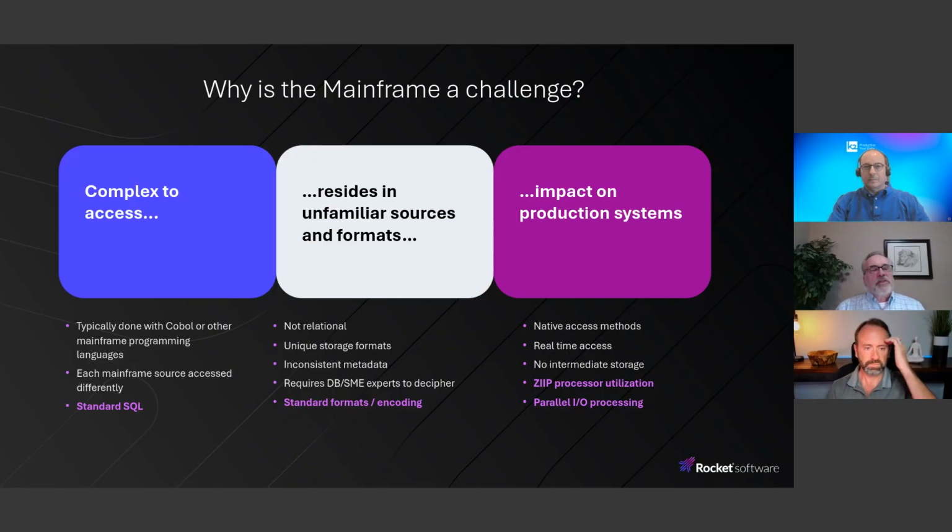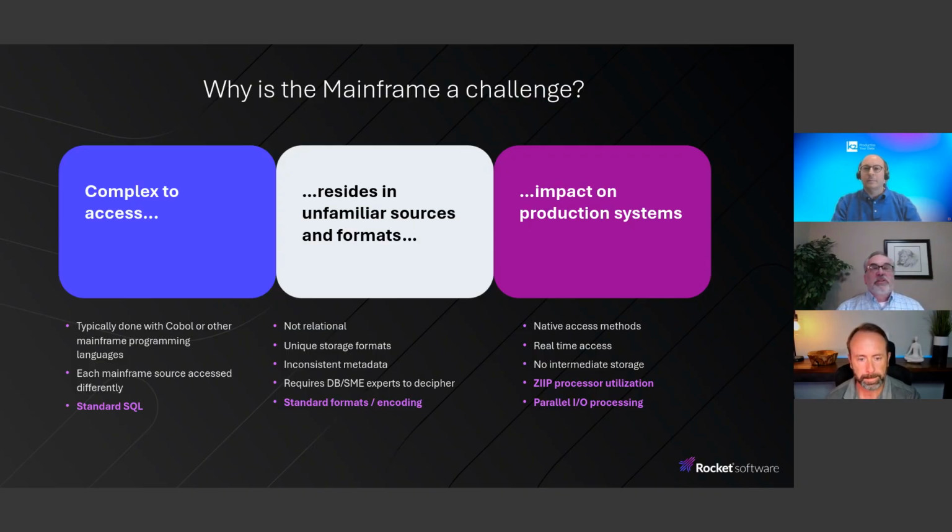Probably the biggest challenge, and I know Simon's going to talk about this in just a moment and reiterate it, is why the mainframe is such a challenge. It's very complex to access. Typically, mainframe access is limited to COBOL, PL/1, even assembler programs in a lot of cases. And each of the mainframe data sources has its own unique way of accessing it.